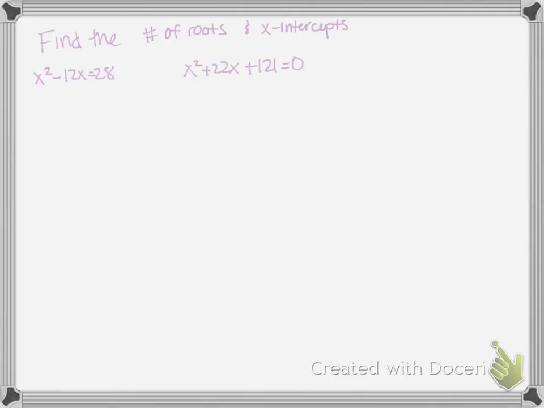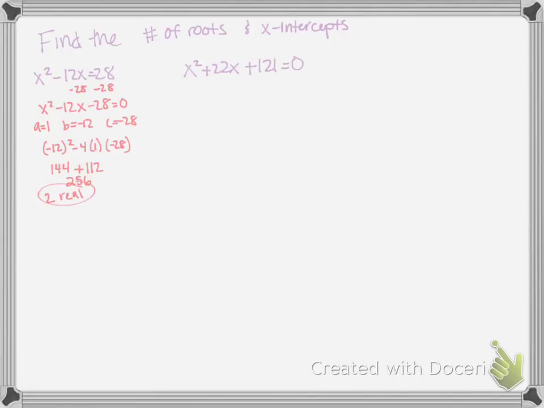Okay, find the number of roots and what the x-intercept is. So we have to subtract this 28 over first. It goes x squared, then x, then my number. So a is 1, b is negative 12, and c is negative 28. So b squared minus 4 times a times c: 144 plus 112, so 256. So I should have 2 real answers.